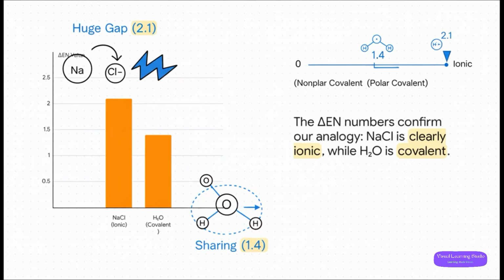And what do you know? The rule works perfectly for our 2 examples. The difference between sodium and chlorine is a whopping 2.1, clearly ionic. For water, the difference between oxygen and hydrogen is 1.4, which falls right into that unequal sharing, or polar covalent zone. The numbers confirm our story.